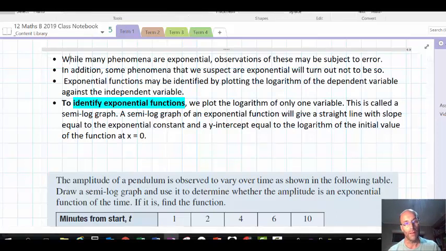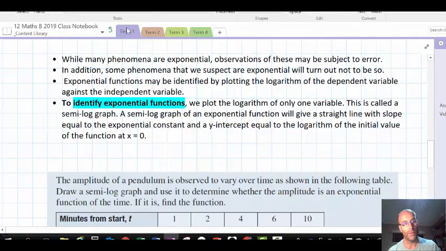So it says here, while many phenomena are indeed exponential, especially a lot of natural ones, sometimes we might infer that they are, and it might not turn out to be exponential, or it might be a weak exponential model, or debatable. So exponential functions may be identified.